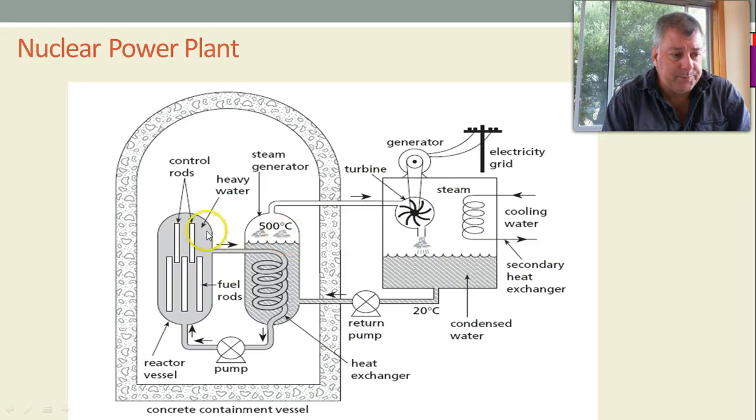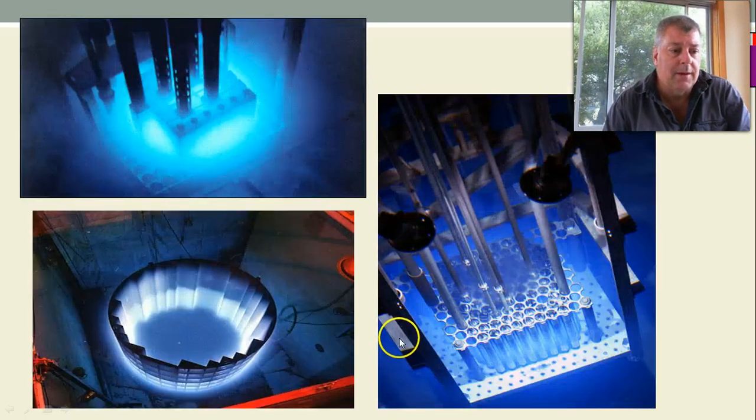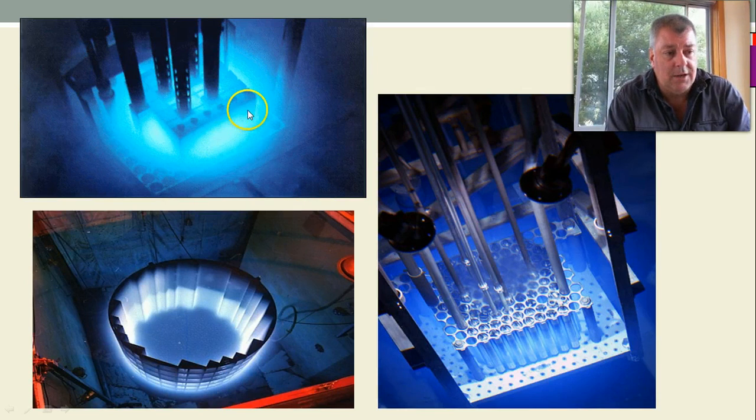Here's just a different design, simplified again, with the same basic principles: fuel rods, control rods, and heavy water in this case, used as the coolant. And these are actual nuclear cores. Because they're kept underwater in some cases, you get this eerie glow. That's not a special lighting effect, it's actually caused by the radiation. It's caused by particles being emitted travelling faster than the speed of light in this medium, and therefore they emit radiation, and it's characteristically a bluey colour.